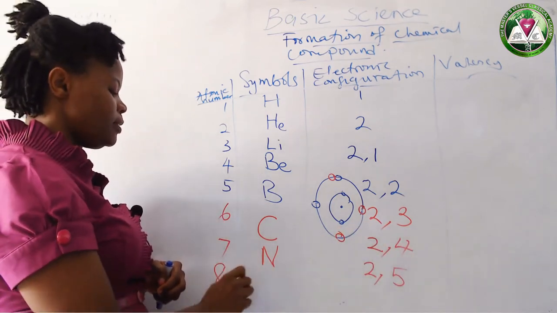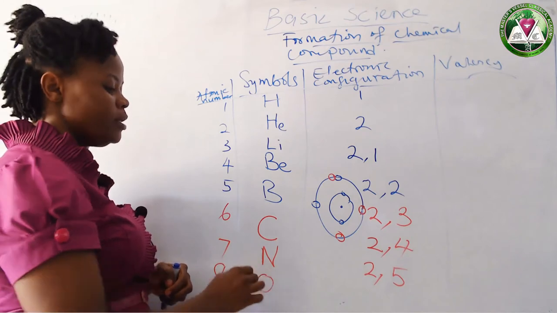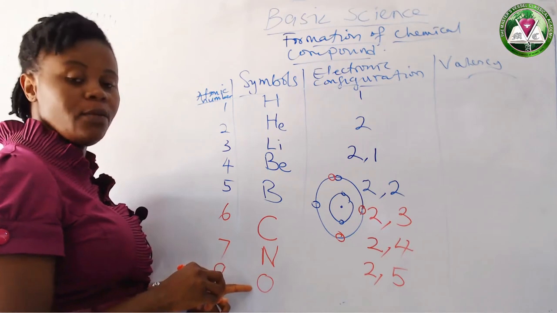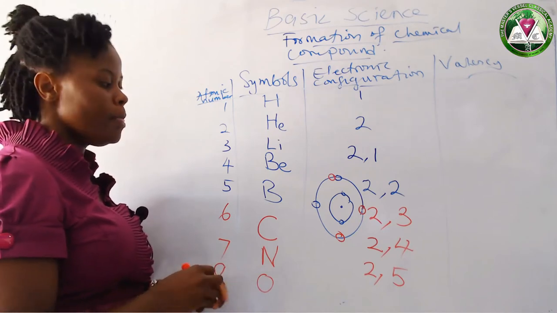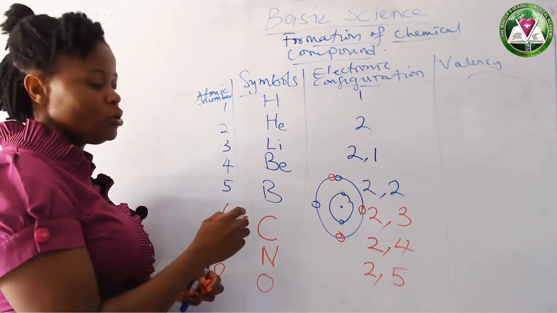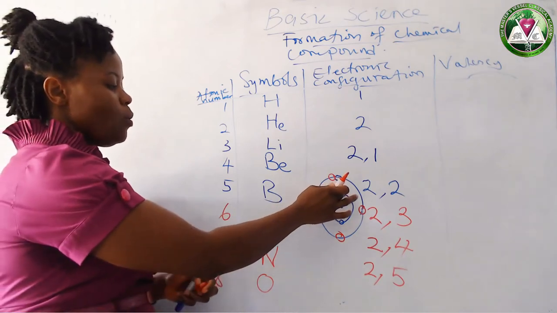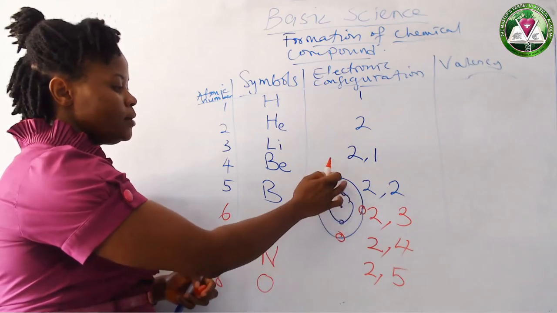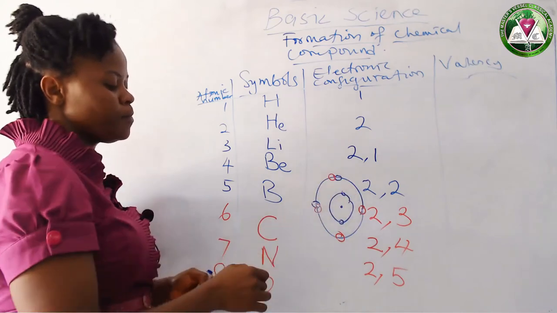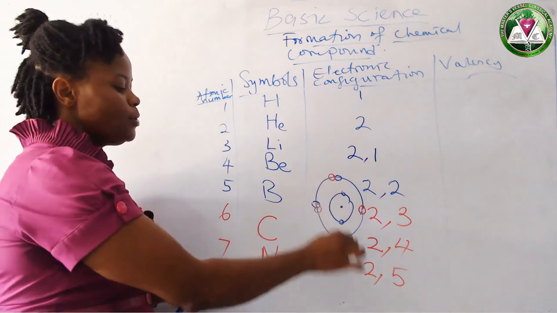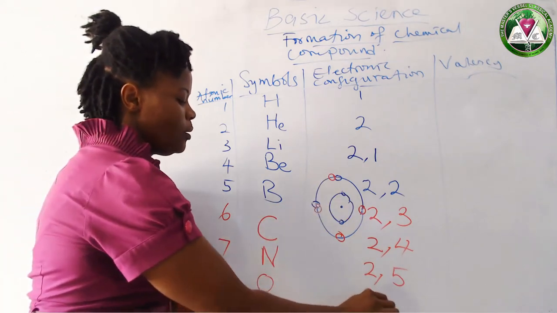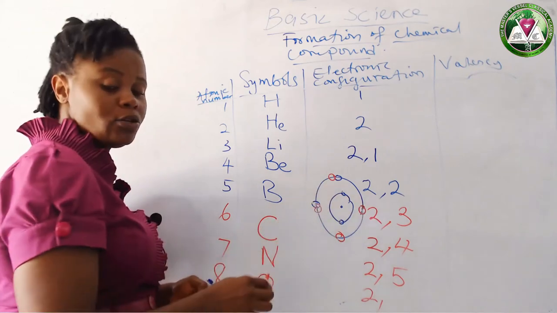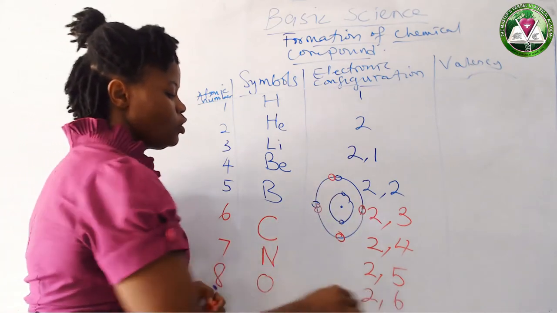Next, 8, we have oxygen. Oxygen is written O. The symbol for oxygen is what? O. And then what is the structure? The structure is 1, 2, 3, 4, 5, 6, 7, 8. So you have 2 electrons in the first shell. Then you have 1, 2, 3, 4, 5, 6 electrons in the outer shell.